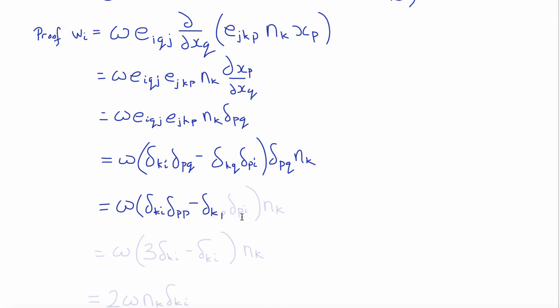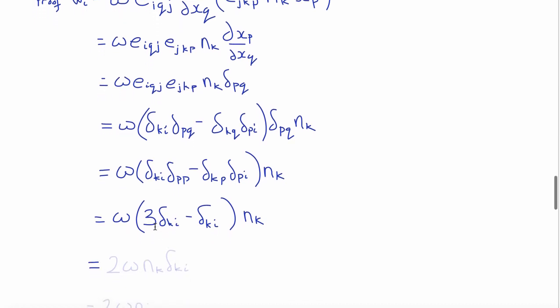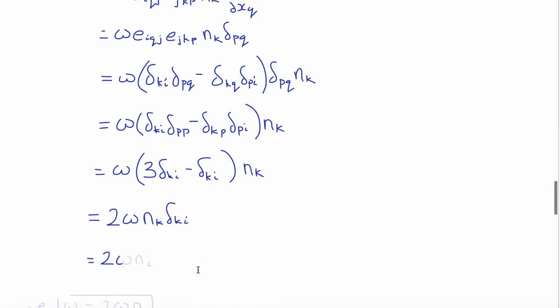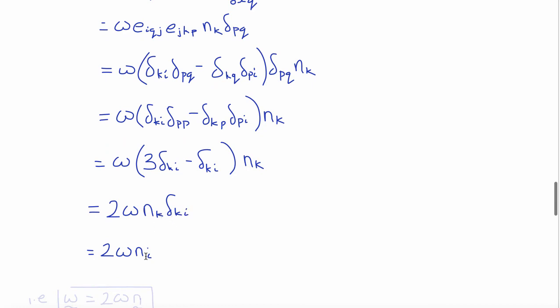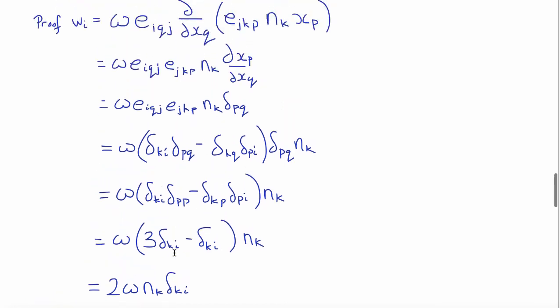times n_k. Now, delta_pp is 3, so that will be 3 delta_ki, minus delta_pi turns the p into an i, so this is minus delta_ki times n_k. So now we have omega times (3 minus 1) delta_ki, which gives 2 omega n_k delta_ki. And then finally, delta_ki converts the k to an i, so we get 2 omega n_i. So w_i equals 2 omega n_i, or in vector notation, w equals 2 omega n.